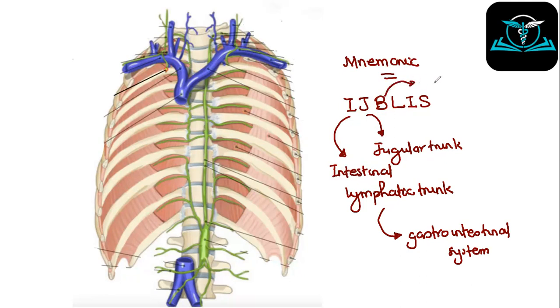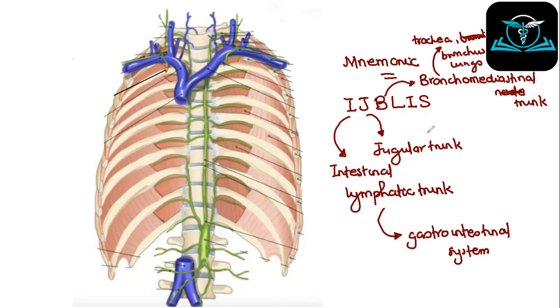Then the B here stands for bronchomediastinal trunk. I will show you pictures soon. And then the bronchomediastinal trunk brings lymph from the trachea, the bronchus, the lungs, the heart, etc.